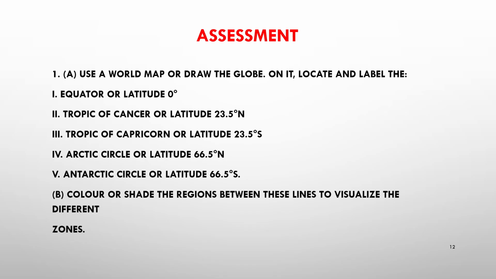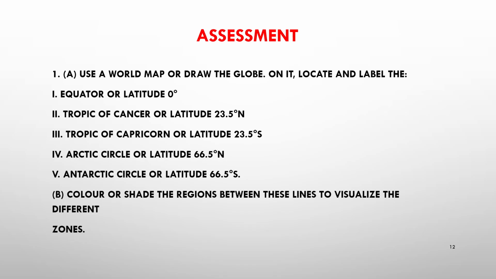Okay, then shade the regions between the tropics and the Antarctic and Arctic Circle, which is the temperate zone, in another color, such as green or yellow, to represent moderate climate. Then shade the regions north of the Arctic Circle or south of the Antarctic Circle, that is the polar region, in a third color such as blue or white to represent cold climate. I hope you get it.